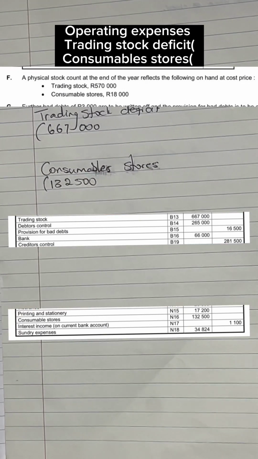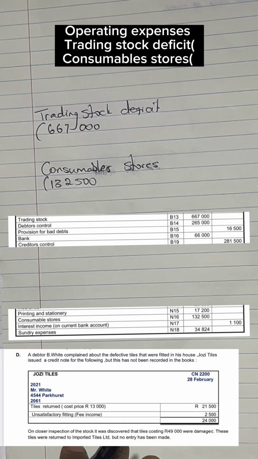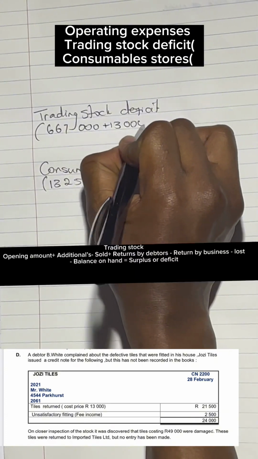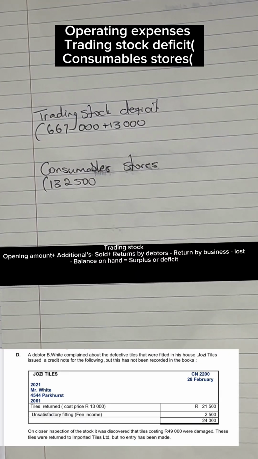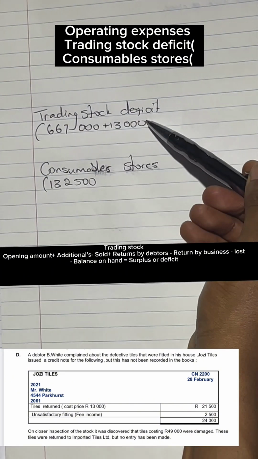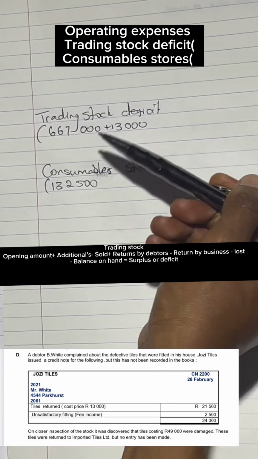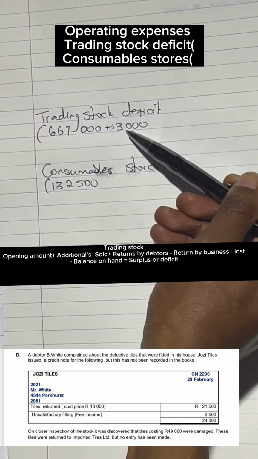And then our consumables are 132,500. Do you still remember that we had a transaction whereby a debtor returned defective stock at the cost price of 13,000? Then our trading stock will be added with 13,000, because whenever we sell, the stock is going out of the business, but whenever the debtor returns trading stock back to our business, our trading stock will increase. That's why we say plus 13,000.